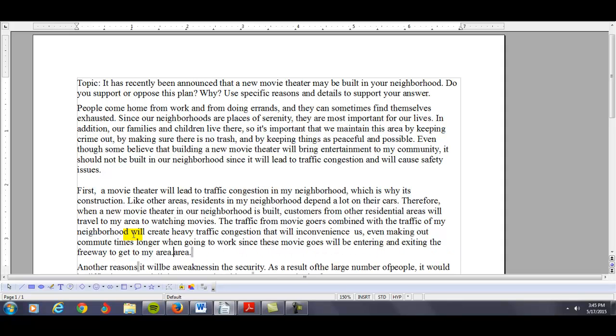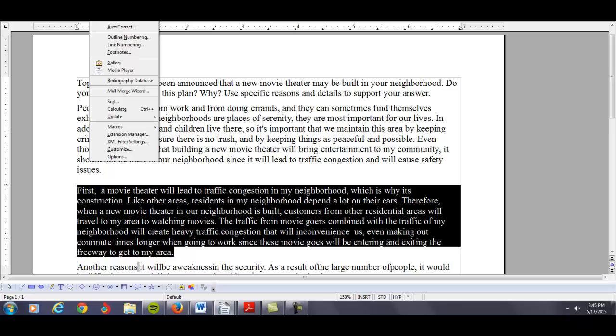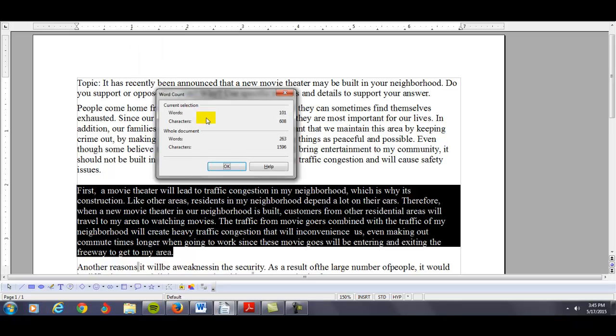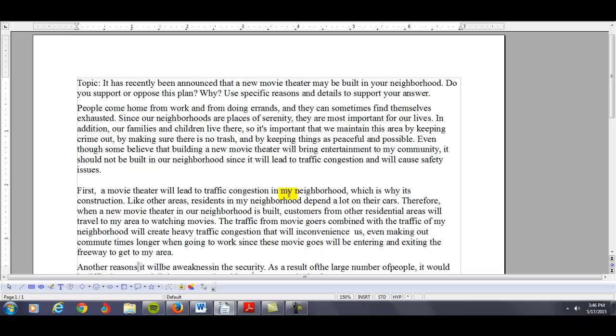So I think we have it. This is kind of what it looks like. So what do we have now? Now we have 100 words. So what I did is basically I doubled the number of words in your paragraph by explaining things in a little more detail.